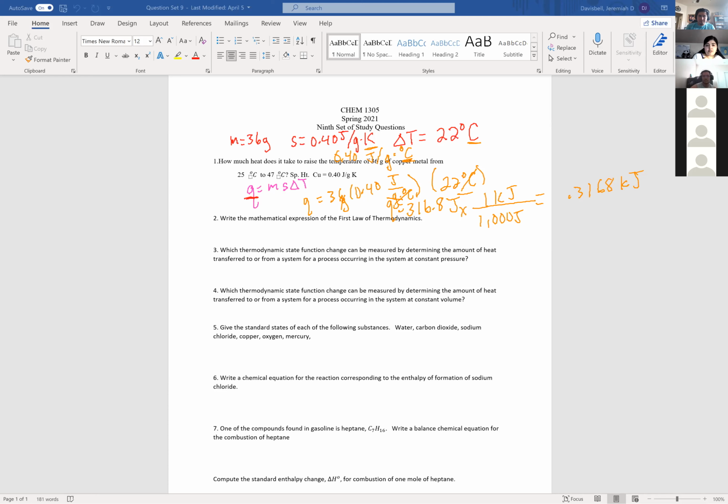Any questions on the first one? We're good? Okay, cool. So let's move on to the second one. What is the mathematical expression for the first law of thermodynamics? Anybody? Is it the change in U is equal to Q plus W? Q plus W. Yes.